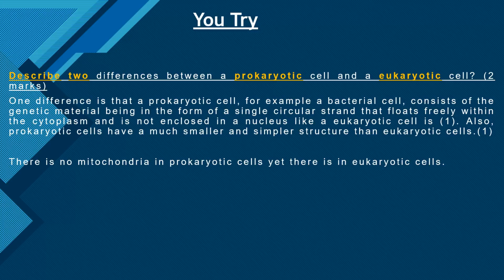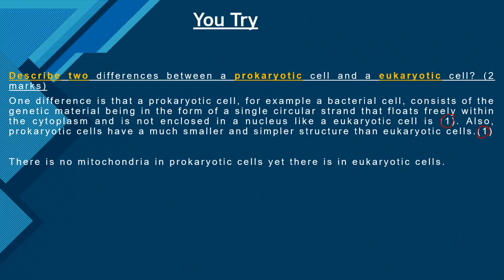One difference is that a prokaryotic cell, for example a bacterial cell, has its genetic material in the form of a single circular strand that floats freely within the cytoplasm and is not enclosed in a nucleus like a eukaryotic cell is. Also, prokaryotic cells have a much smaller and simpler structure than eukaryotic cells. And as you can see, in brackets I inserted where my one markers would be gained. After every difference that I mentioned, there will be 1 mark, and the second difference, 1 mark.